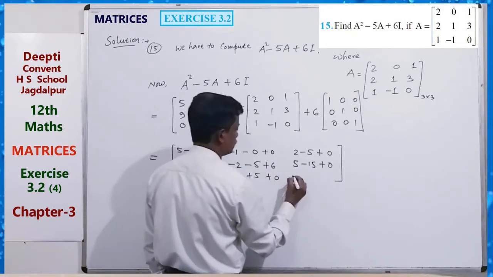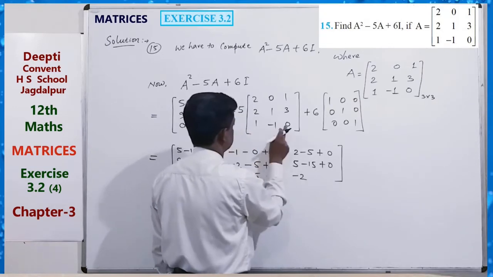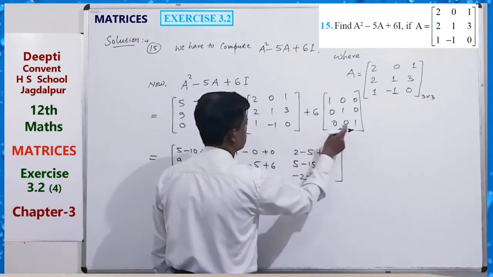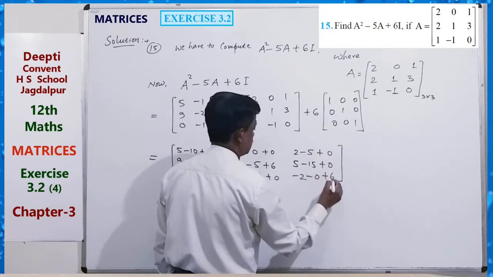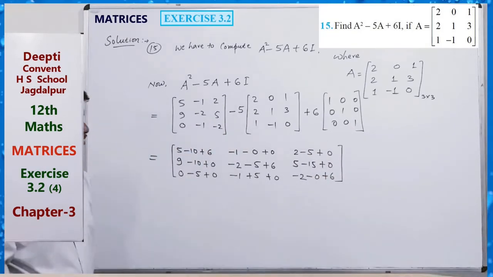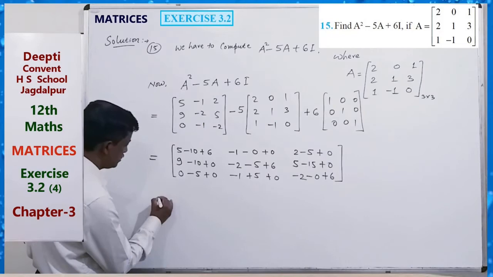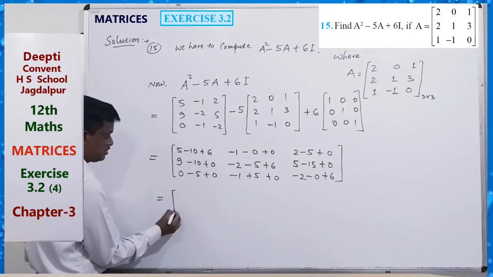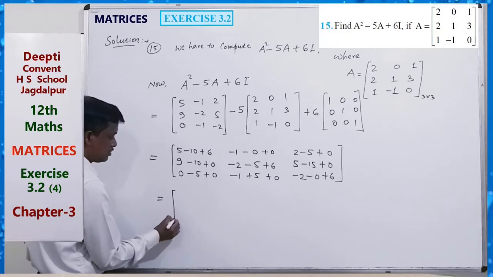Minus 2, minus 0, plus 6. Okay, you can write it directly also like this. So this is equal to 1. Very simple, just write the value.